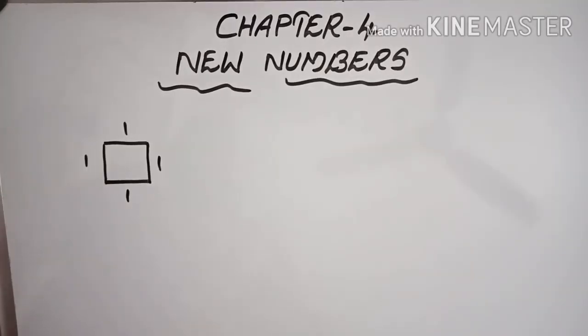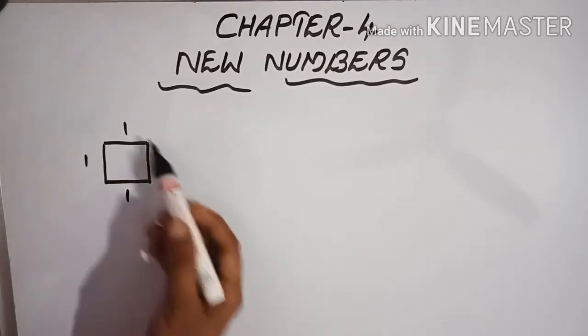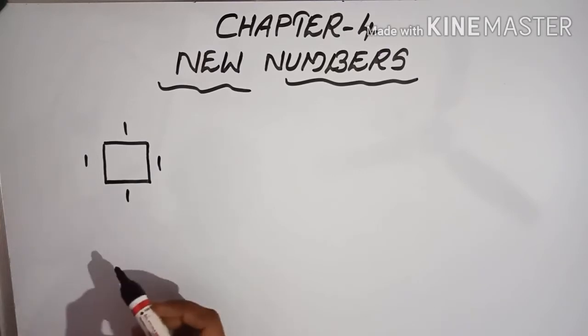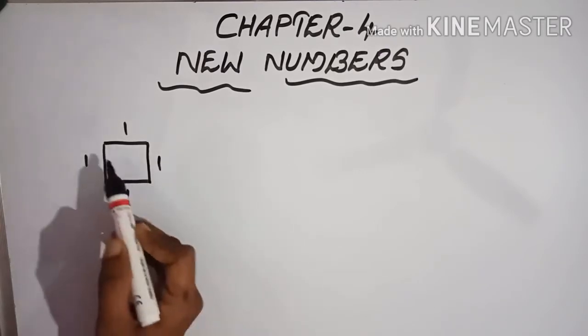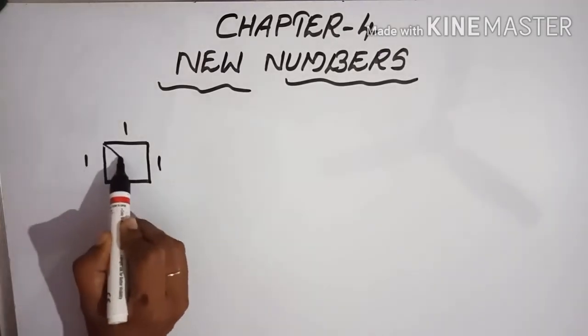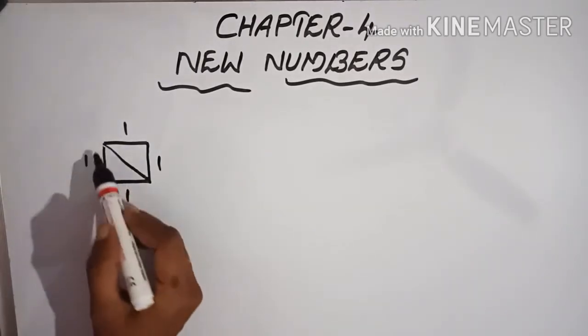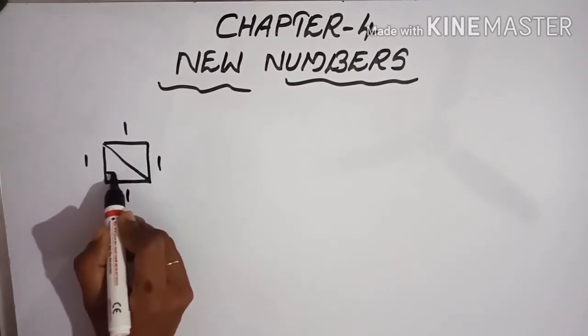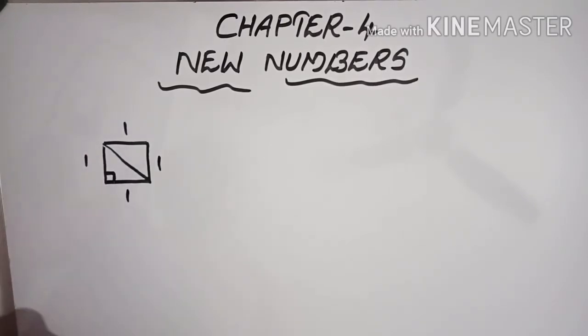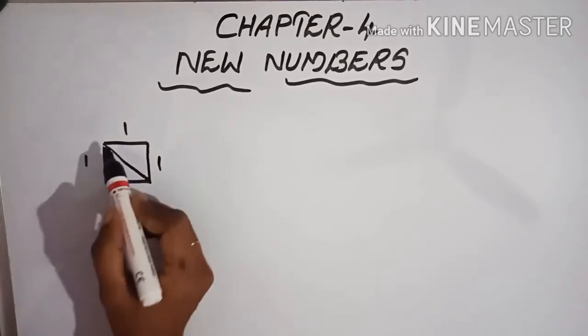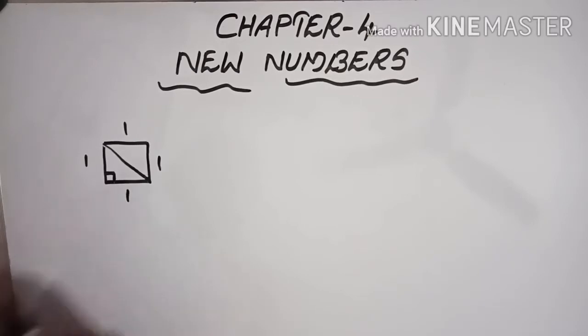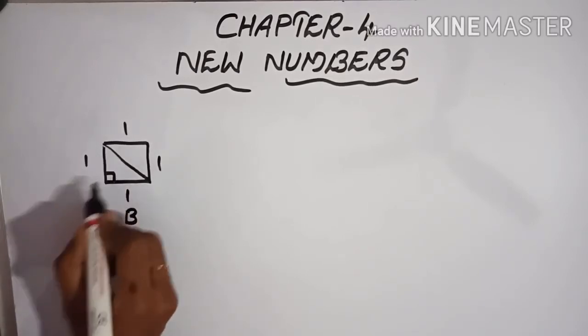Next, in order to learn the second concept, you have to consider a square of side 1 centimeter. All the measurements are 1 centimeter. Now we are going to find the measurement of the diagonal. Diagonal means this measurement, this one we need to find. You can see that this is a right triangle, a right angle triangle, that means a 90-degree triangle. Now you can consider this side as the base, and this portion is what?